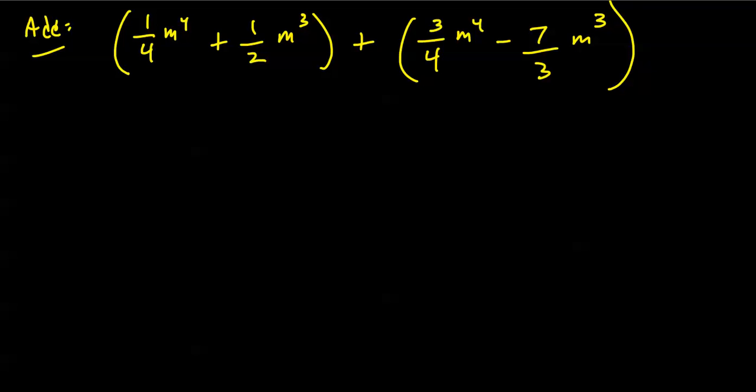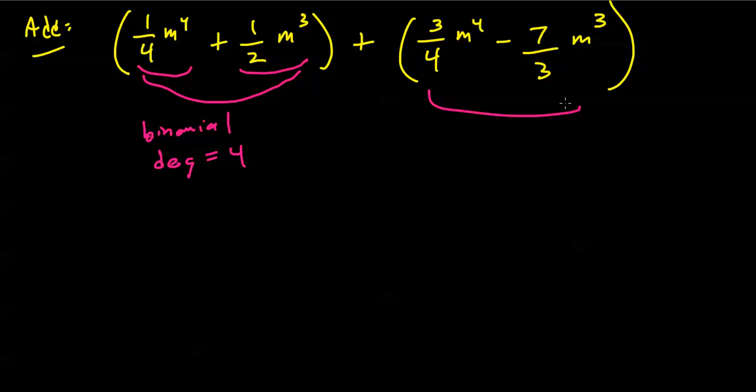Well, again, reviewing our classification here. This is a binomial because it's a sum of two monomials. Yes, monomials can have fractions in them. It's a monomial of degree equal to 4. Right? This monomial is degree 3. This monomial has degree 4. So I call this a binomial of degree 4.